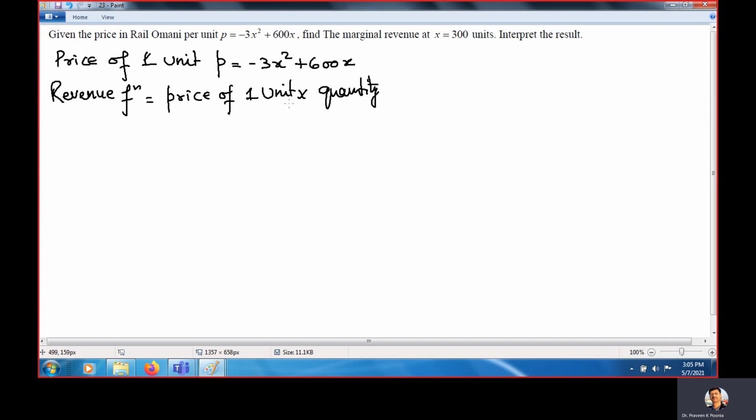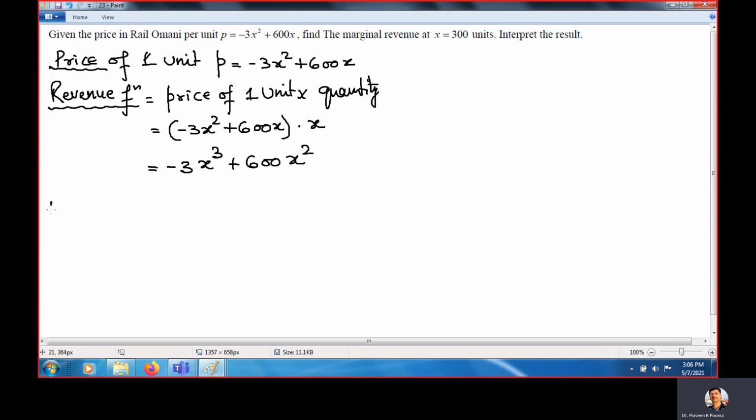Clear? Quantity we do not know. What is the quantity? The price is minus 3x power 2 plus 600x, into x. Let x be the quantity we are manufacturing. If you multiply, minus 3x into x power 2 becomes minus 3x power 3, and 600x into x is 600x power 2. So what was the first thing given? The price. Then what did we evaluate? We evaluated the revenue function.